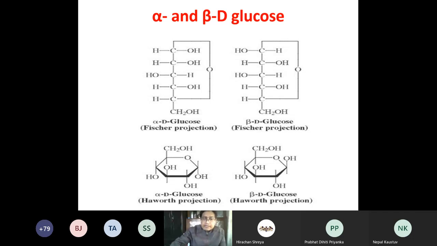And this alpha and beta happens only with cyclic molecules, because in the acyclic structure of the glucose molecule, there are only 4 chiral centers. One center was added, and it results in alpha and beta forms.